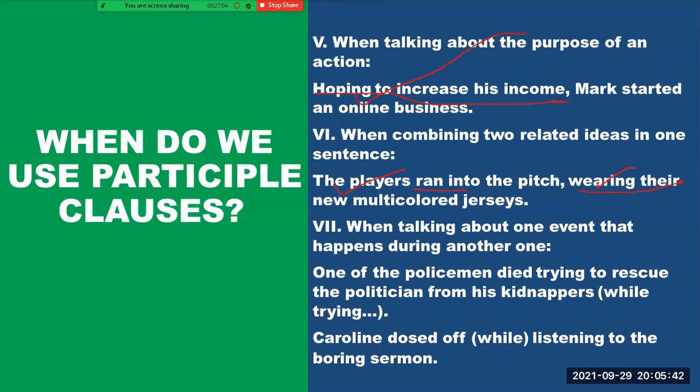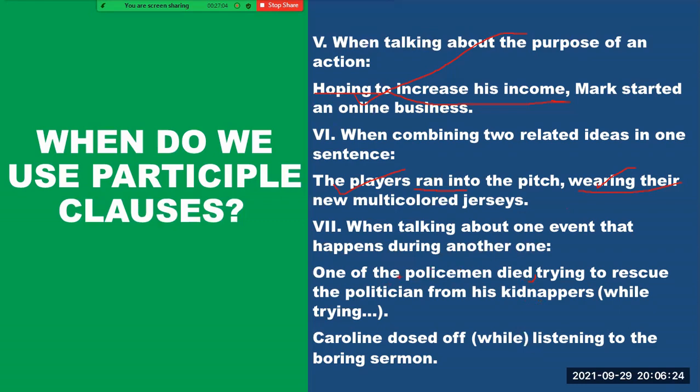Now, the next reason for using a participle clause is when talking about one event that happens during another one. You see, one event is happening and then another one is also happening in that same process. For example, one of the policemen died trying to rescue the politician from his kidnappers. All right, can put a comma here. One of the policemen died trying to rescue the politician from his kidnappers.